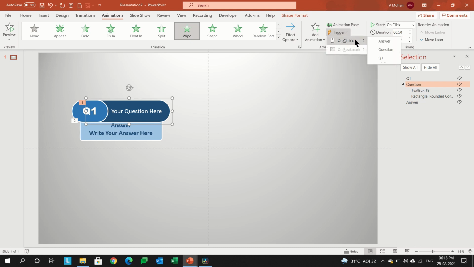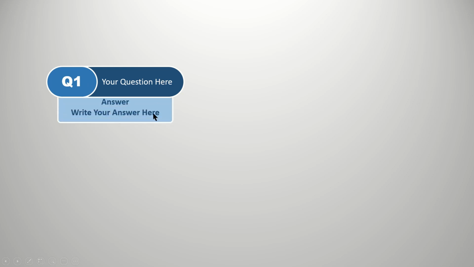On click of Q1, we have to bring this question. So on click of Q1, it has to be activated. Similarly, on click of this shape, the answer has to come. Again trigger, on click of question, the answer has to reveal. So let's see how the animation works. On click, it will reveal the question. On click, it will reveal the answer.